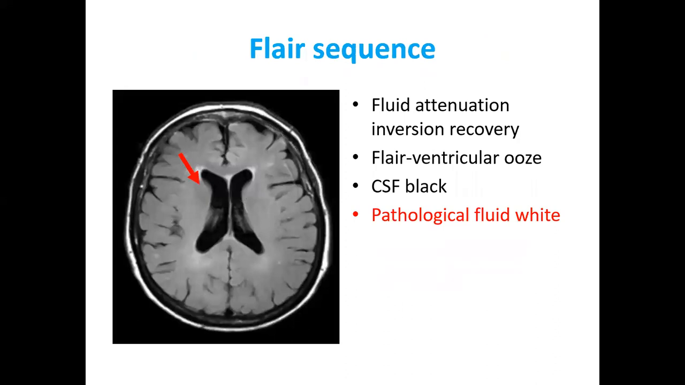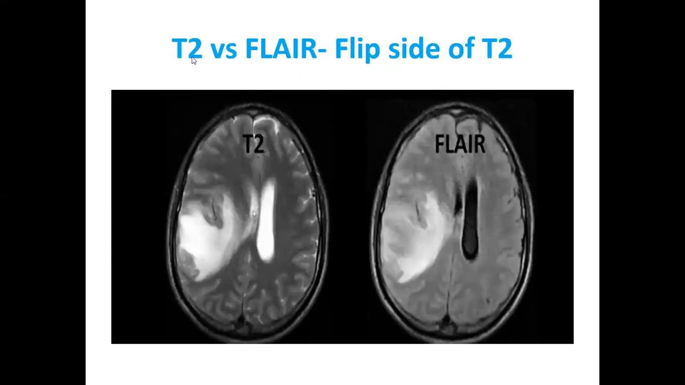FLAIR sequence, known as fluid attenuation inversion recovery, is mostly useful for pathological fluids. The easiest identification is the periventricular ooze. Here you can see the periventricular ooze. CSF is black, but pathological fluid is white, and you can easily identify CSF oozing from the ventricular wall. Compare T2 versus FLAIR: in T2, pathological fluid as well as CSF looks white, but in FLAIR, pathological fluid looks white and CSF looks black.